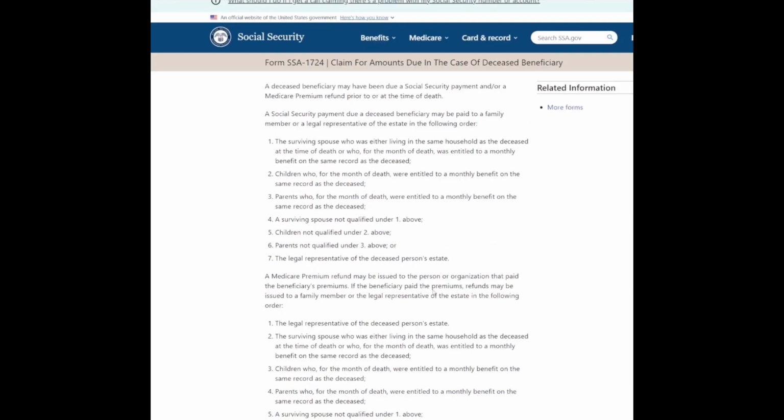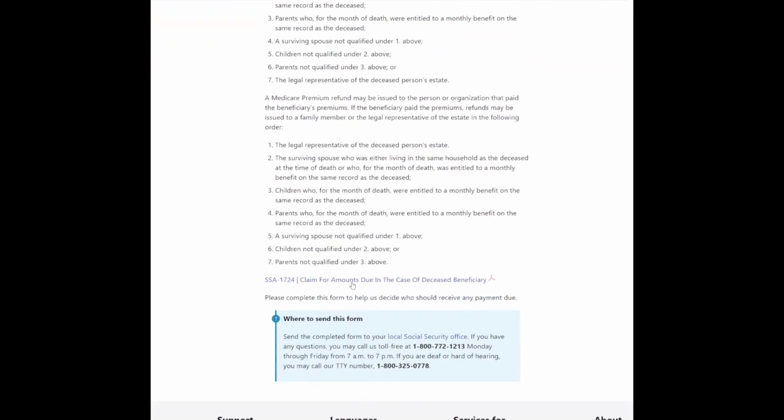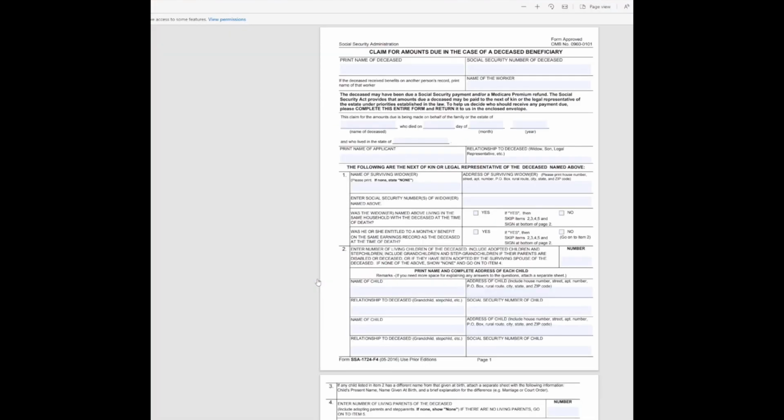Let's jump into the form here. Again, this is the Social Security website. The form is right here, so we'll take a gander at what it looks like. Print the name of the deceased. That's pretty obvious who you're going to put there.